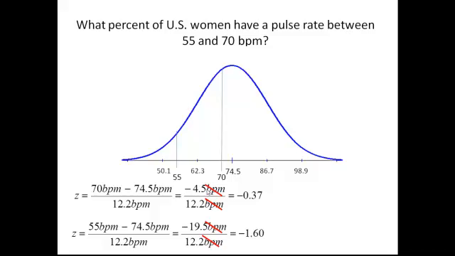A pulse rate of 70 has a z-score of negative 0.37, and a pulse rate of 55 has a z-score of negative 1.60. I'm not surprised by the negatives. Realize that pulse rates such as 55 and 70 are below the mean. So I would expect that if I subtract a number smaller than our mean, we would get a negative value in our numerator, thus bringing us to these two negative z-scores.